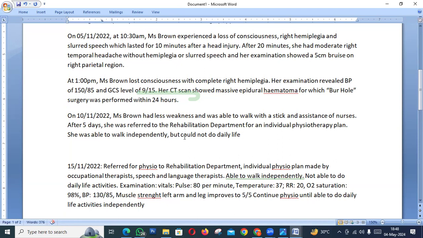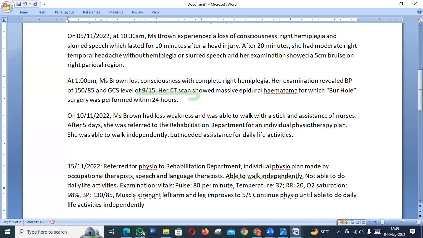This is also good. Someone is saying on Facebook, could not do daily activities. Yeah, that is also okay. I would prefer, instead of could not do, but needed assistance for daily life activity. This is a little bit more formal and good language. But needed assistance for daily activities.